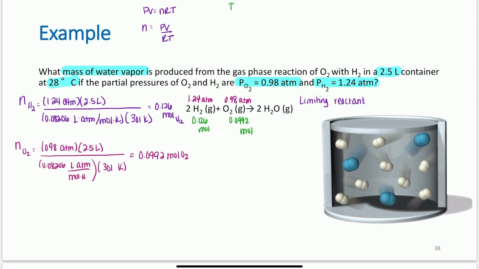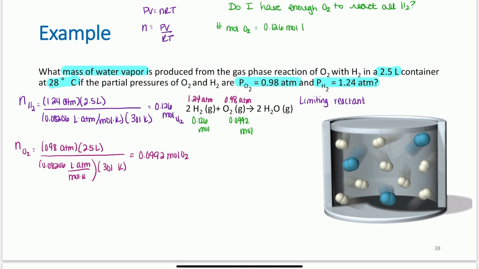I'm going to write that up here. So the question I'm going to ask is, do I have enough O2 to react all H2? How do I find that? Well, how many moles of O2 do I need to completely react all of my H2? Again, why am I picking H2 to see if I can react it all? Because I know I need 2 moles of H2 to 1 mole of O2. So it's a gamble here. Which one is going to be the right one?